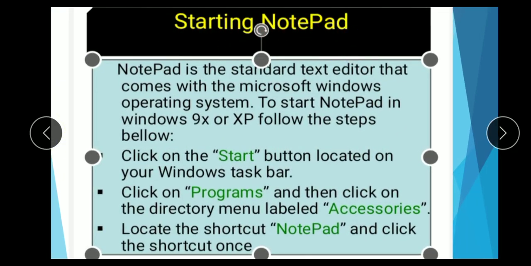Starting Notepad. Notepad is the standard text editor that comes with the Microsoft Windows operating system. To start Notepad in Windows XP, follow the steps given below. Click on the Start button, located on your Windows taskbar. Next step, click on Programs and then click the directory menu labeled Accessories. Next step, locate the shortcut Notepad and click the shortcut.